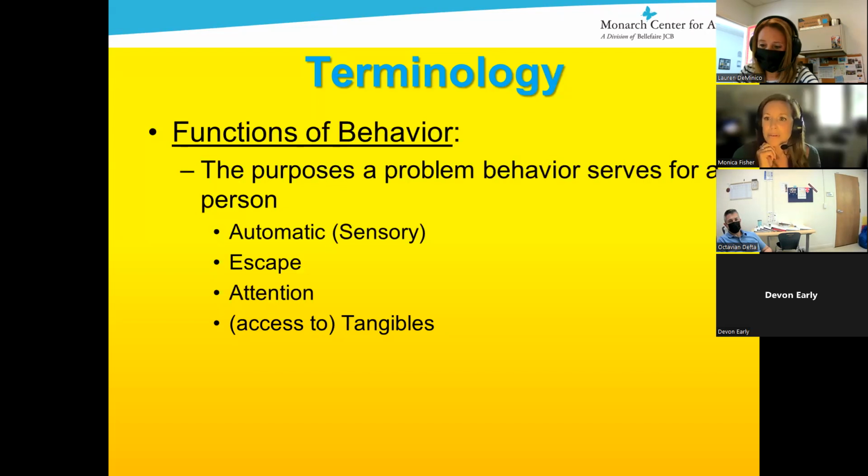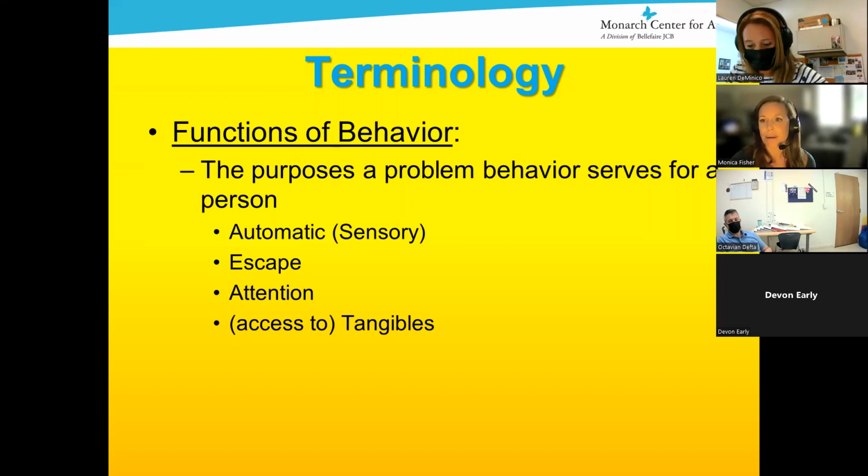Okay, so now we're going to really briefly talk about the different functions of behavior. So when we think about behavior, we usually think about that behavior serving some sort of function for that individual. It's functional. It's letting them get their needs or their wants met. It's something that they've learned through natural interactions with the environment. We tend not to think about behavior as intentional, or that they're trying to do things, or there's some intent behind it.